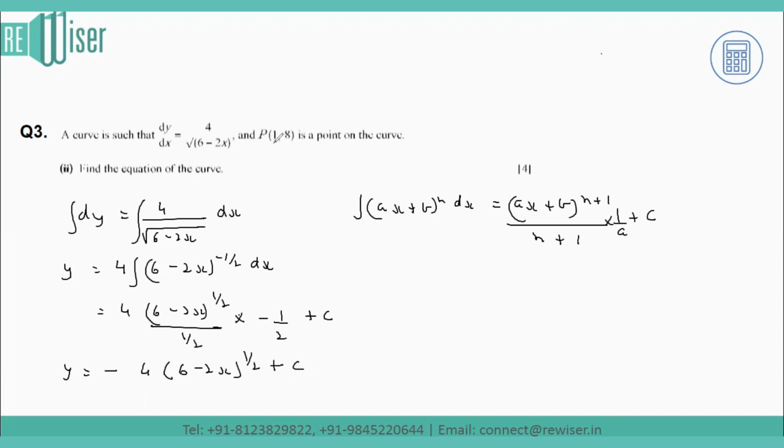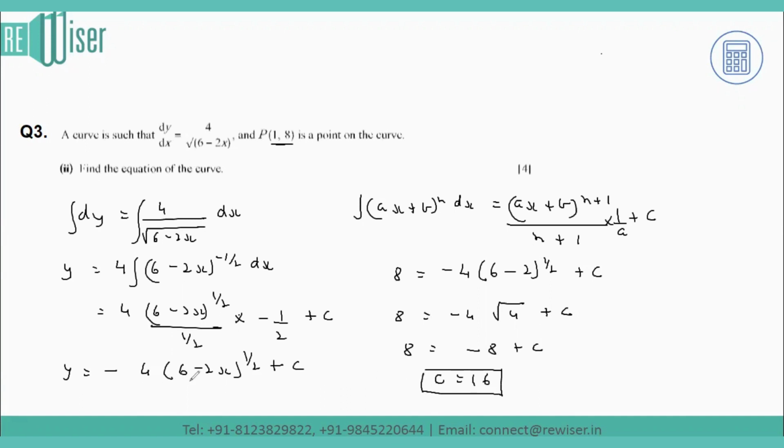Now they have said that point P(1, 8) lies on the curve. That means the value of y is 8 and x is 1. So if I place the value of y as 8 and x as 1 in this equation, I get 6 minus 2 to the power half, plus the integral constant c. So that is 8 equals minus 4 into root under 4, plus c. So we can say that 8 equals minus 8 plus c, or the value of the integral constant c is 16.